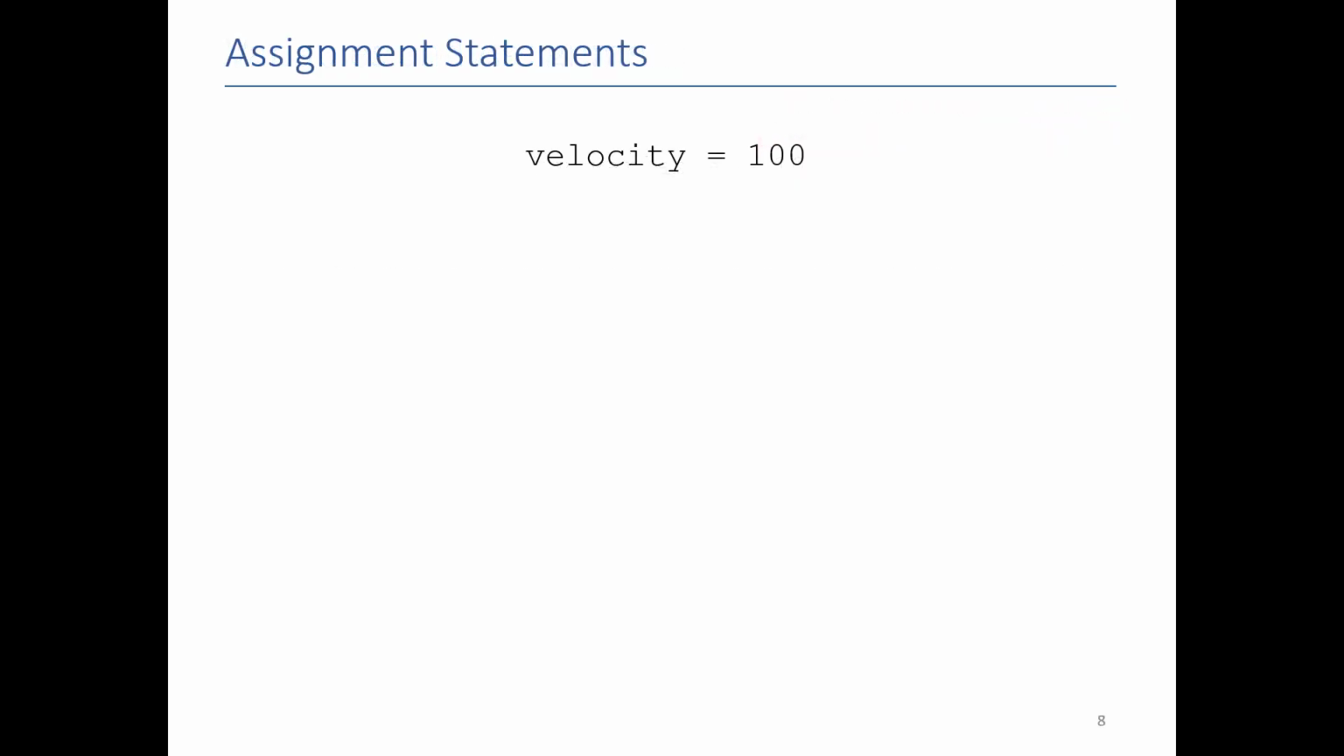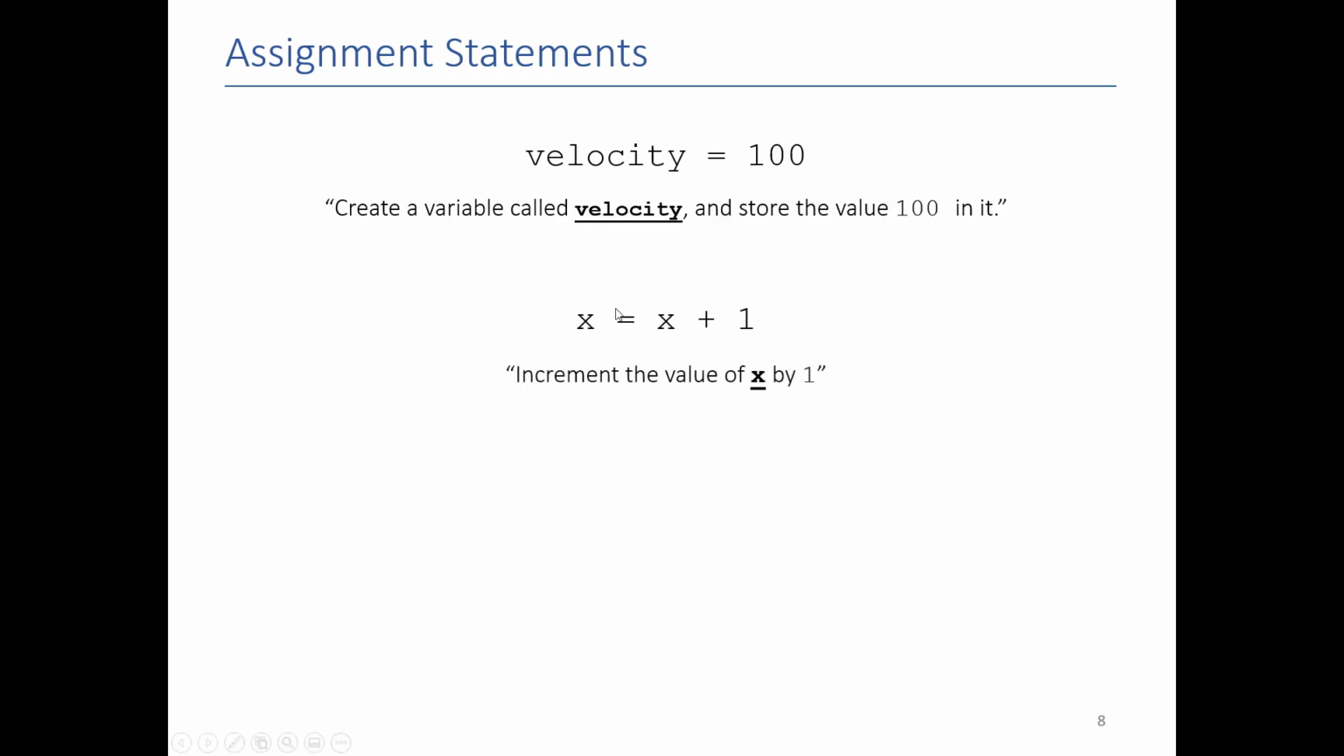So here's a quick review so we can go over various types of assignment statements. This one's just like the previous slide, where we are creating a variable called velocity and we are storing the value 100 inside of it. Here is a common pattern. You'll see a lot more of this later in the course, where we're taking x and we are assigning it the value of whatever x currently is plus 1. So this is how we add 1 to a variable.